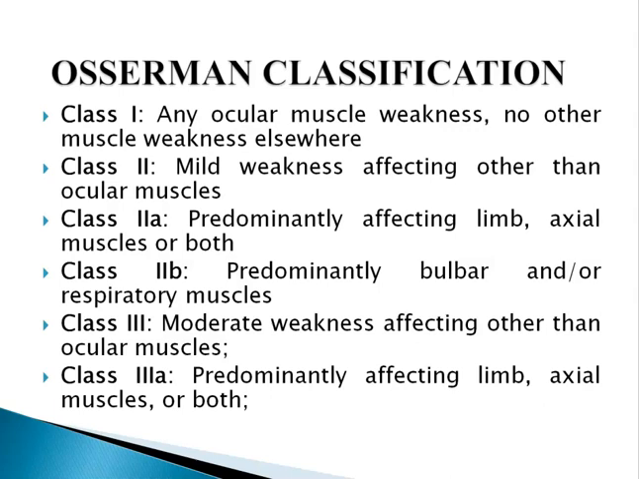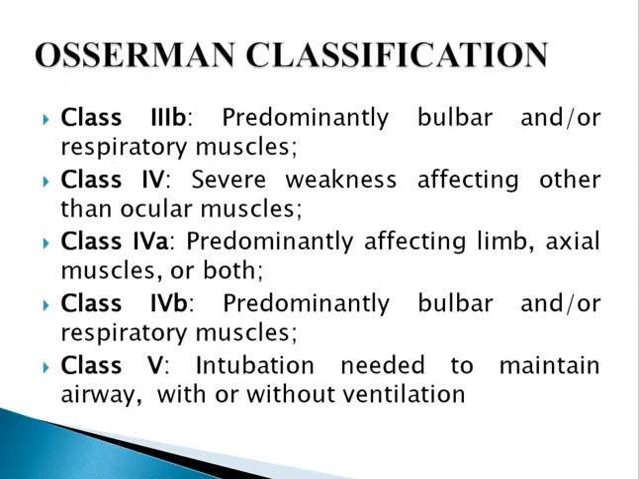Then class 2B is mild weakness where bulbar and respiratory muscles are affected. In class 3B, again it is moderate weakness where bulbar and respiratory muscles are affected. And class 4B is severe weakness where bulbar and respiratory muscles are affected. You can remember this easily by categorizing in these ways, as I mentioned previously. That's it with the Osserman classification.